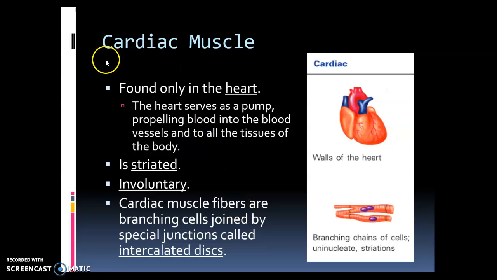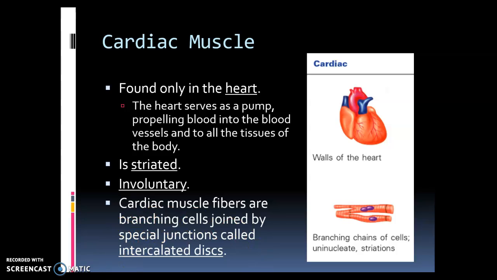Cardiac muscle. The word cardiac means heart, so that's the only place it's found. That's where you find that type of muscle, and it is striated also, just like your skeletal muscle. But this is also involuntary. Again, it's very important for this to be involuntary, because you don't want to be thinking about every heartbeat that you have.